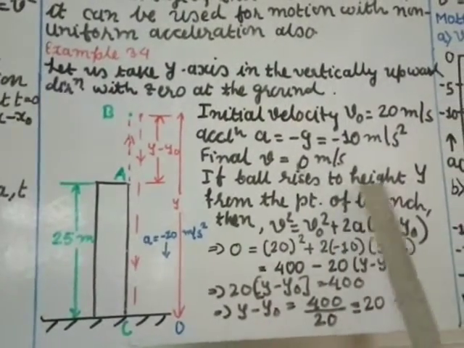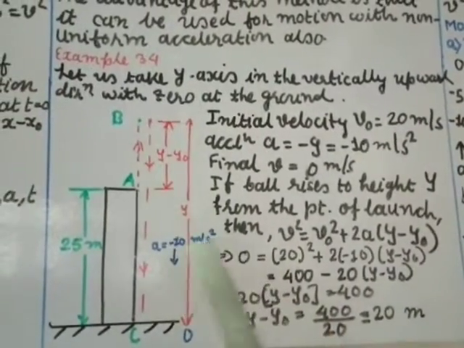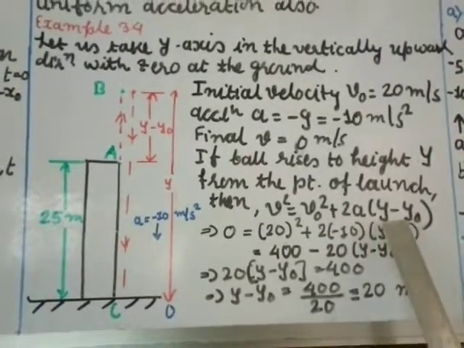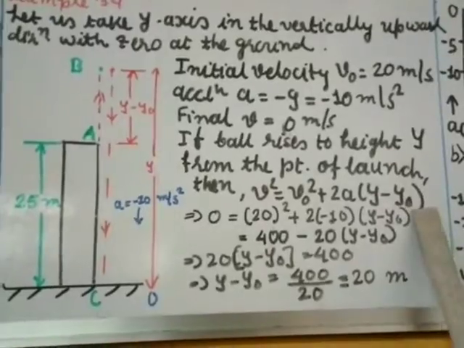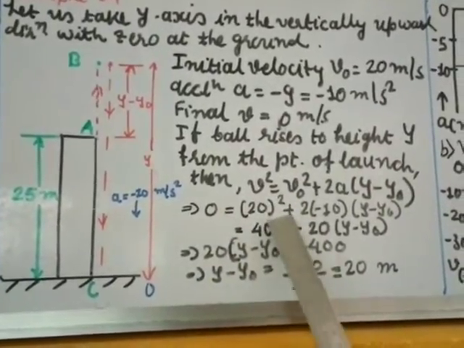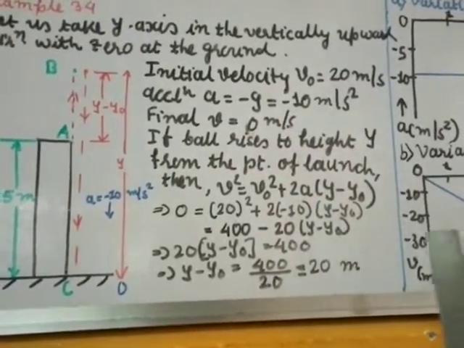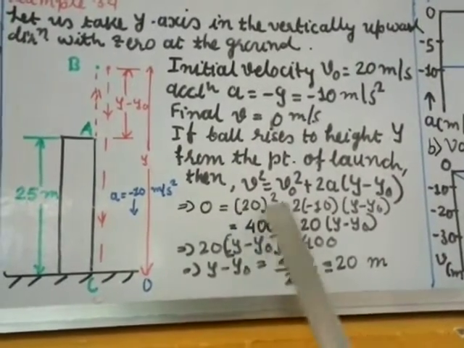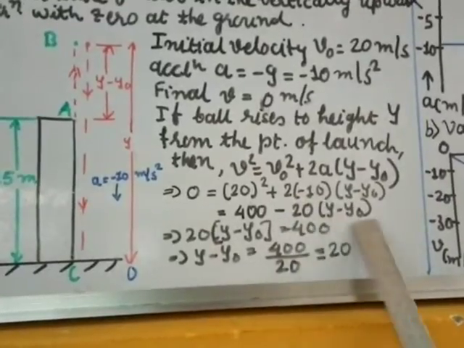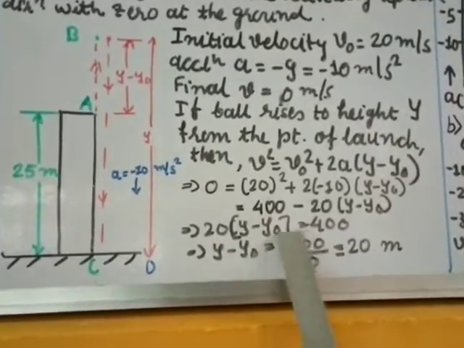If the ball rises to height y from the point of launch, then we use the equation v square is equal to v naught square plus 2a times y minus y naught. You can put only y also here. Put the values: v is 0, v naught is 20, so 20 square plus 2, a is minus 10, times y minus y naught. As I said, you can put y also, it will be the same. 20 square is 400, minus into plus is minus, 10 into 2 is 20, y minus y naught. This negative value transfers over here and becomes plus, so 20 times y minus y naught equal to 400.